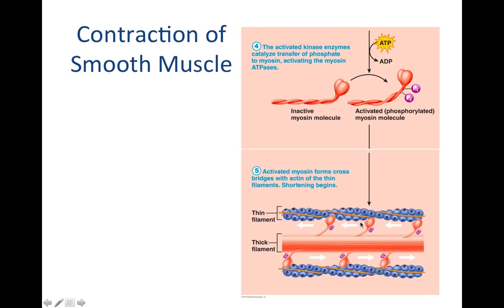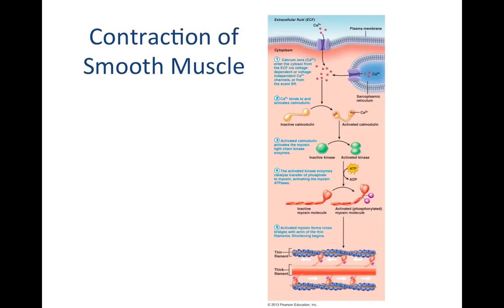In addition to the intermediate filaments that we saw on the other picture, you do still have actin and myosin, and they are attached to the dense bodies as well. And so you still see this kind of sliding filament mechanism. But again, instead of troponin, we see calmodulin. And there's overall what it looks like, just for your study purposes.